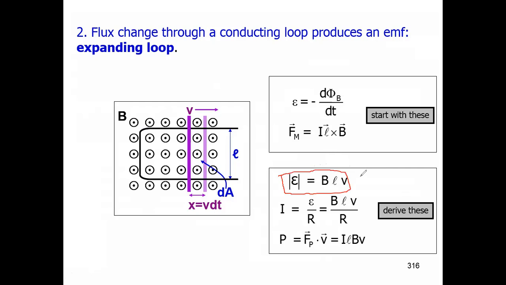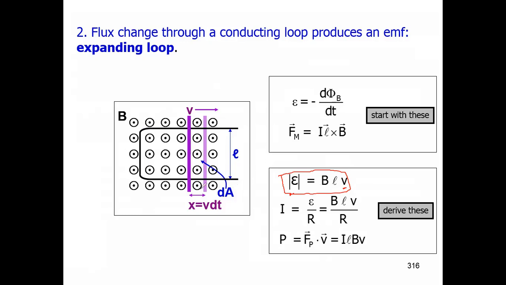Why are we calling it motional EMF? Because this EMF is induced only when this conductor is in motion. If this V goes to 0, then this E goes to 0. Are you getting the point? It is very easy to understand how this has been derived from here. If you see d phi B upon dt, x is the variation here, and B is constant.